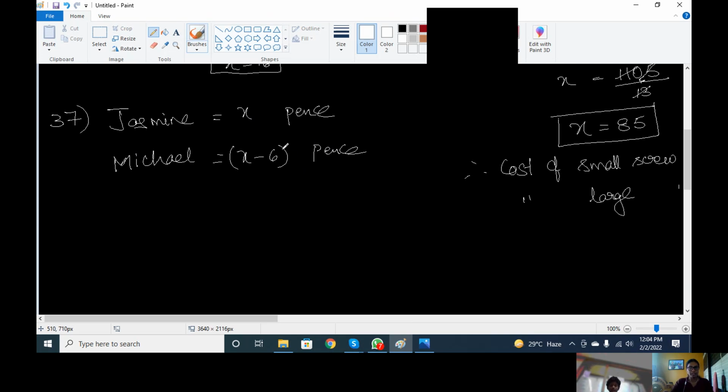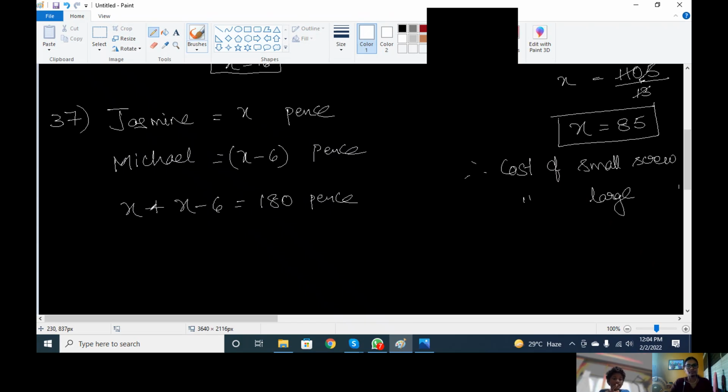Together they have 180 pens. Together means you need to add them. Whenever they have mentioned together, just add them. So x plus x minus 6 is equal to 180 pens. How much does Jasmine have? So we need to find out the x to find how much Jasmine has. Could you help me to solve this?